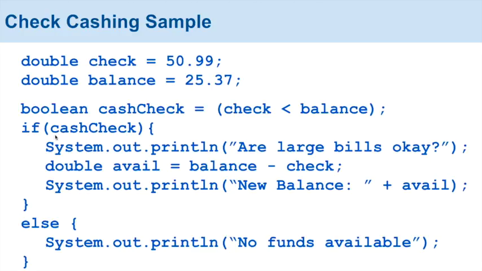So if it says I can cash the check, I'm going to execute the code that's indented underneath the if statement. This is why our alignment is very important. It's going to print a line, our large bill's okay. And then it's going to make a new variable, which is also a double, called avail, and it's equal to the balance minus the check amount, because I should be reducing the available credit from what it used to be.